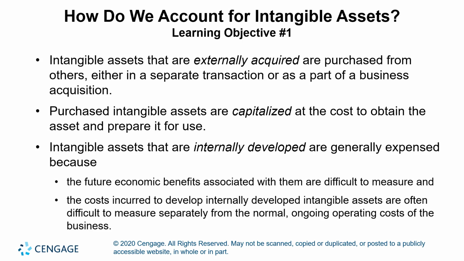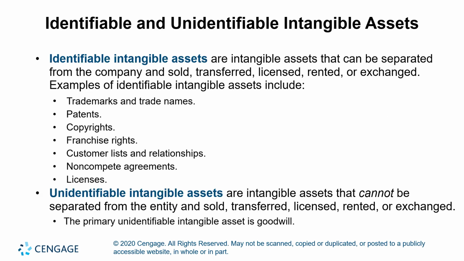Intangibles that are externally acquired are purchased from others, either in a separate transaction or as part of a business acquisition. Purchased intangibles are capitalized at the cost to obtain them and prepare them for use. Intangible assets that are internally developed are generally expensed because the future economic benefits associated with them are difficult to measure, and the costs incurred to develop them are often difficult to measure or separate from ongoing normal transactions in your business.